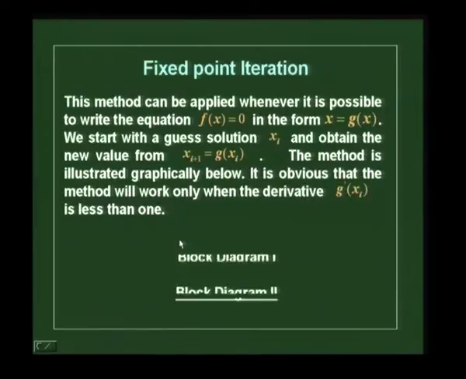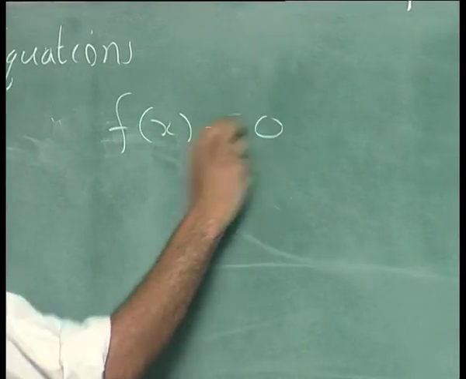The first is the fixed point iteration method. In the fixed point iteration method, we will convert the function f of x. That's the next method we are going to look at. Here, again, we need to make one guess. We have a function of the form f of x equal to 0, as before.